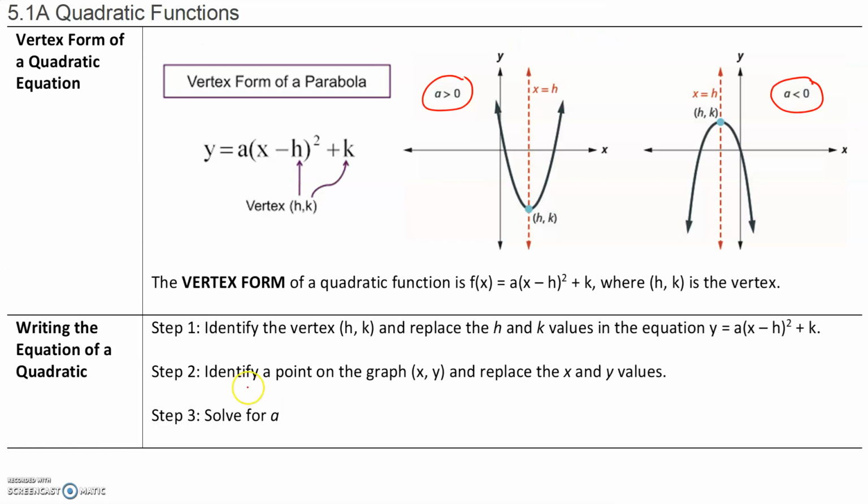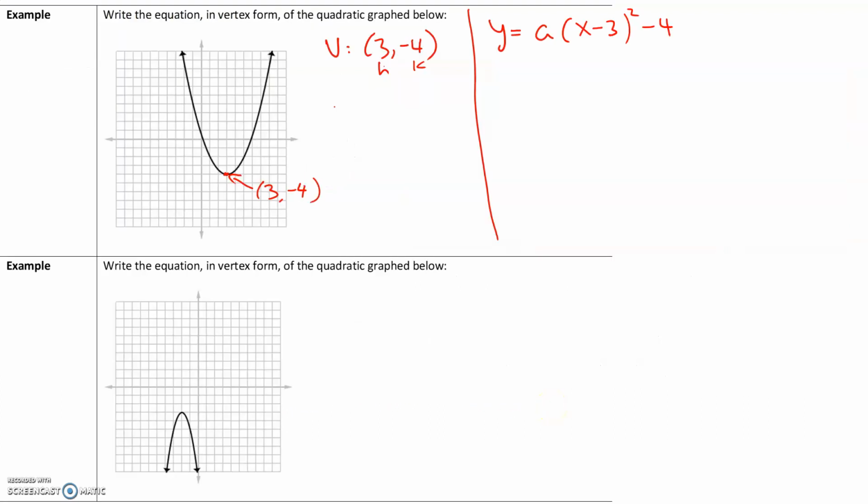So step 2, identify a point on the graph. The point is x, y, and replace the x and the y values. So on this graph, let's identify a point. Now the point can't be something that we're going to approximate. It has to be a point that we know its exact location. So let's take this point for example. This point is 5 comma negative 2. So our point is the point 5, negative 2.